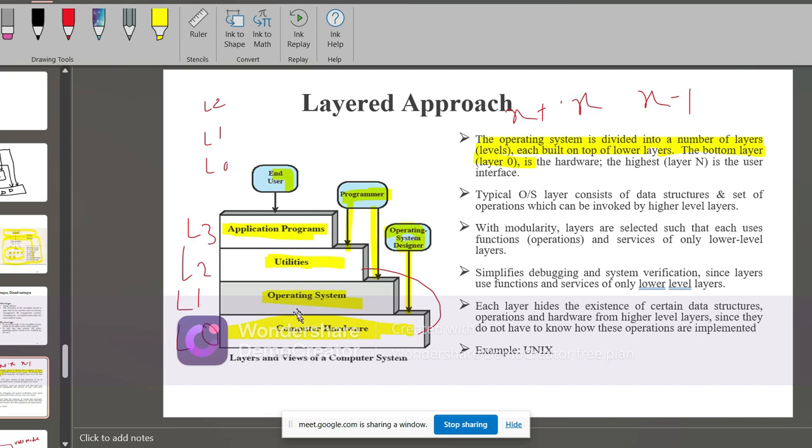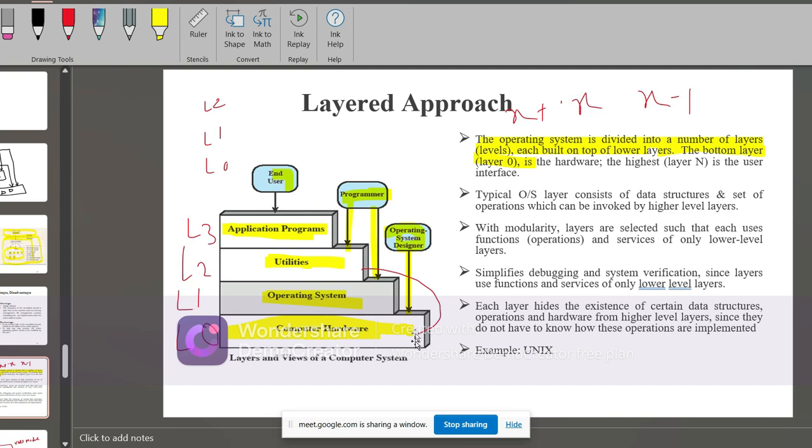The lowest layer is layer 0, that is L0, the computer hardware. On top of the computer hardware, the operating system is there, that is layer 1. On top of the OS, utilities or programs are available, that is the L2 layer. And the last layer is nothing but the application program. The end user can directly interact with the application program. Here, the programmer can interact with utilities and the OS, and the operating system designer can communicate with the computer hardware.